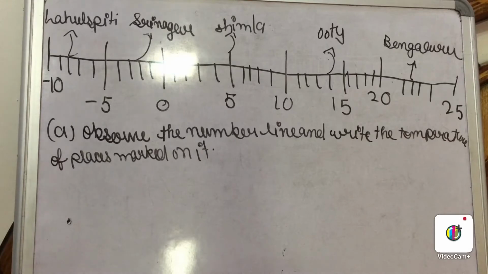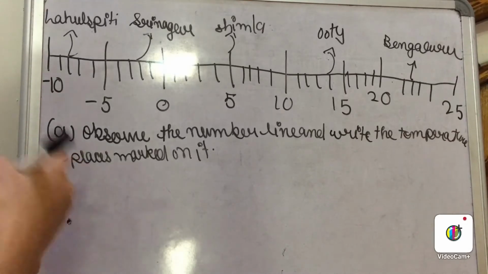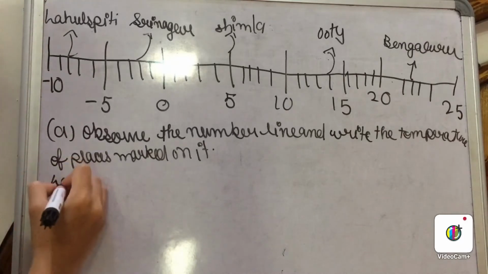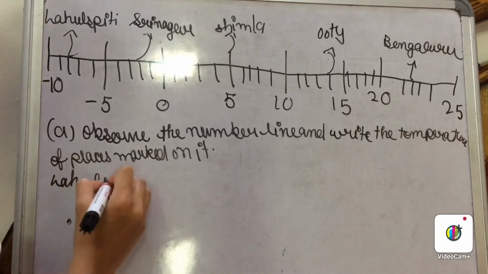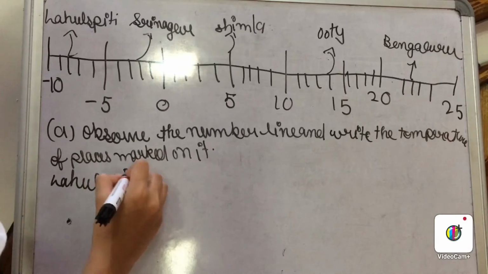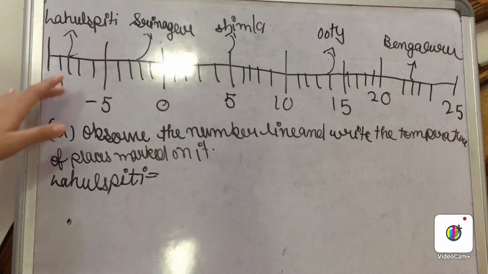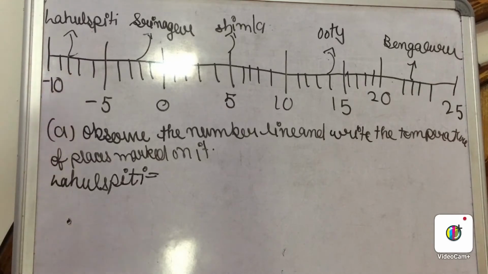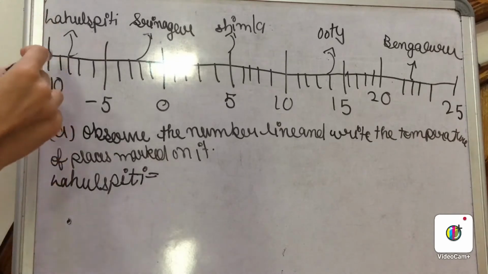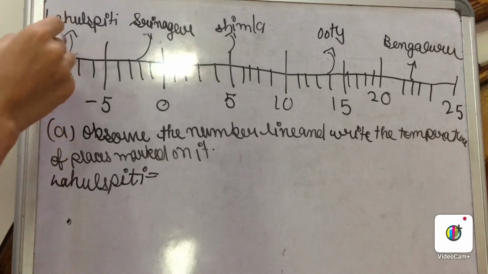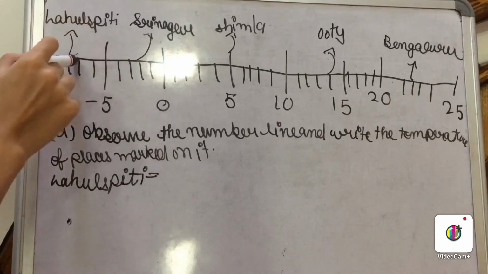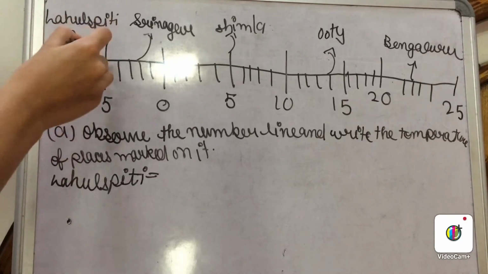So what is our first place? Our first place is Lahul Spiti. Firstly we will write here Lahul Spiti. Now let us find out its temperature. Here the exact number is not given. Here -10 and -5 are given. So what numbers come between -10 and -5? Here you have to imagine -9, -8, -7 and -6 and then -5.